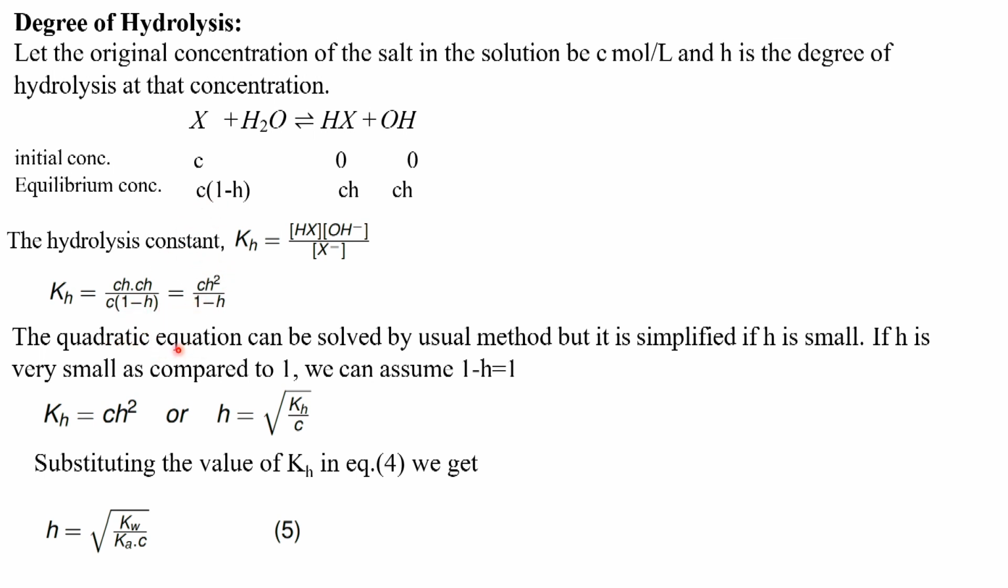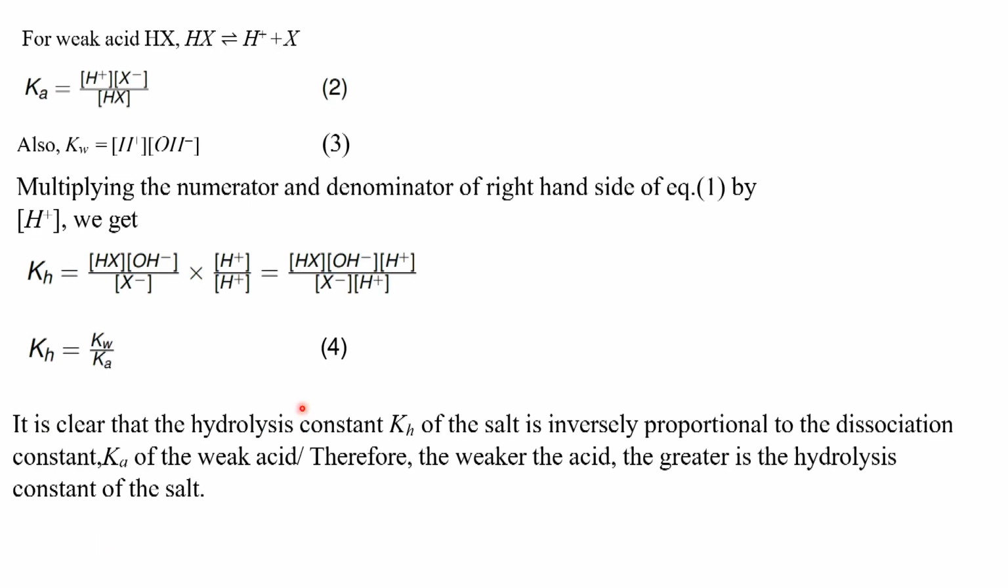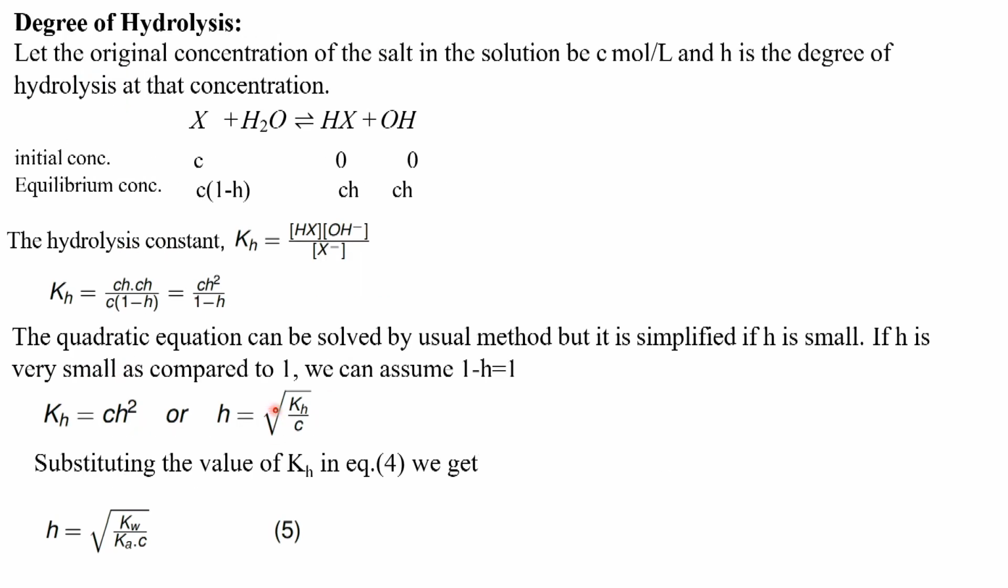The quadratic equation can be solved by the usual method, but it is simplified if h is small. If h is very, very small, then we can write 1 minus h as 1. So, Kh is C times h squared, or h is root over Kh by C. Now, what is the value of Kh? We just discussed that Kh is Kw by Ka. So if we substitute that here, we get the degree of hydrolysis h as root over Kw by Ka times C.